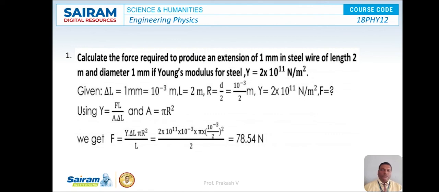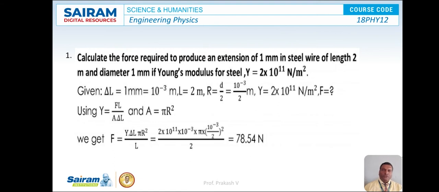So the given data is delta L, that is the extension produced, equal to 1 mm, that is equal to 10 to the power of minus 3 meter, and the length of the wire L is equal to 2 meter, and the radius R is equal to diameter by 2, that is 10 to the power of minus 3 by 2 meters, and Young's modulus Y is equal to 2 into 10 to the power of 11 Newton per meter square. So what is the force required to produce an extension of 1 mm in the steel wire? That is, we have to calculate what F is here.